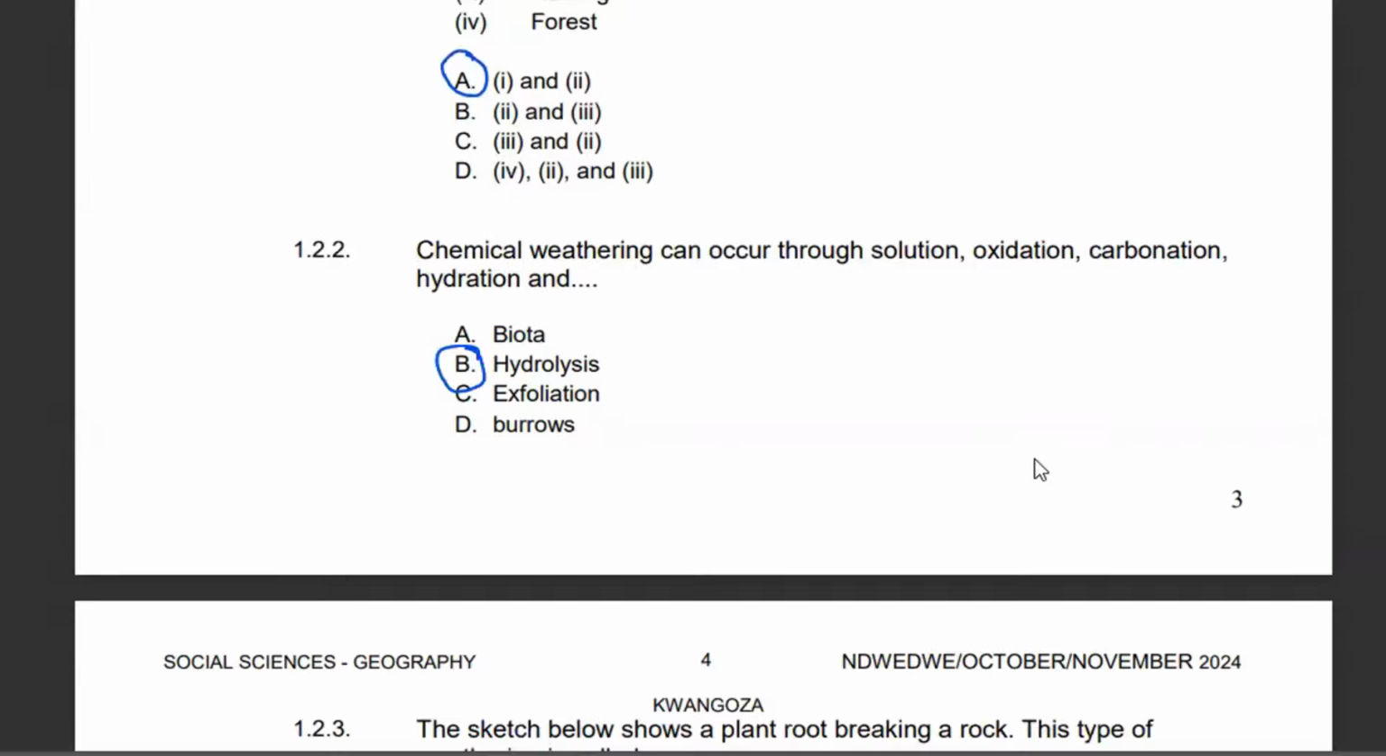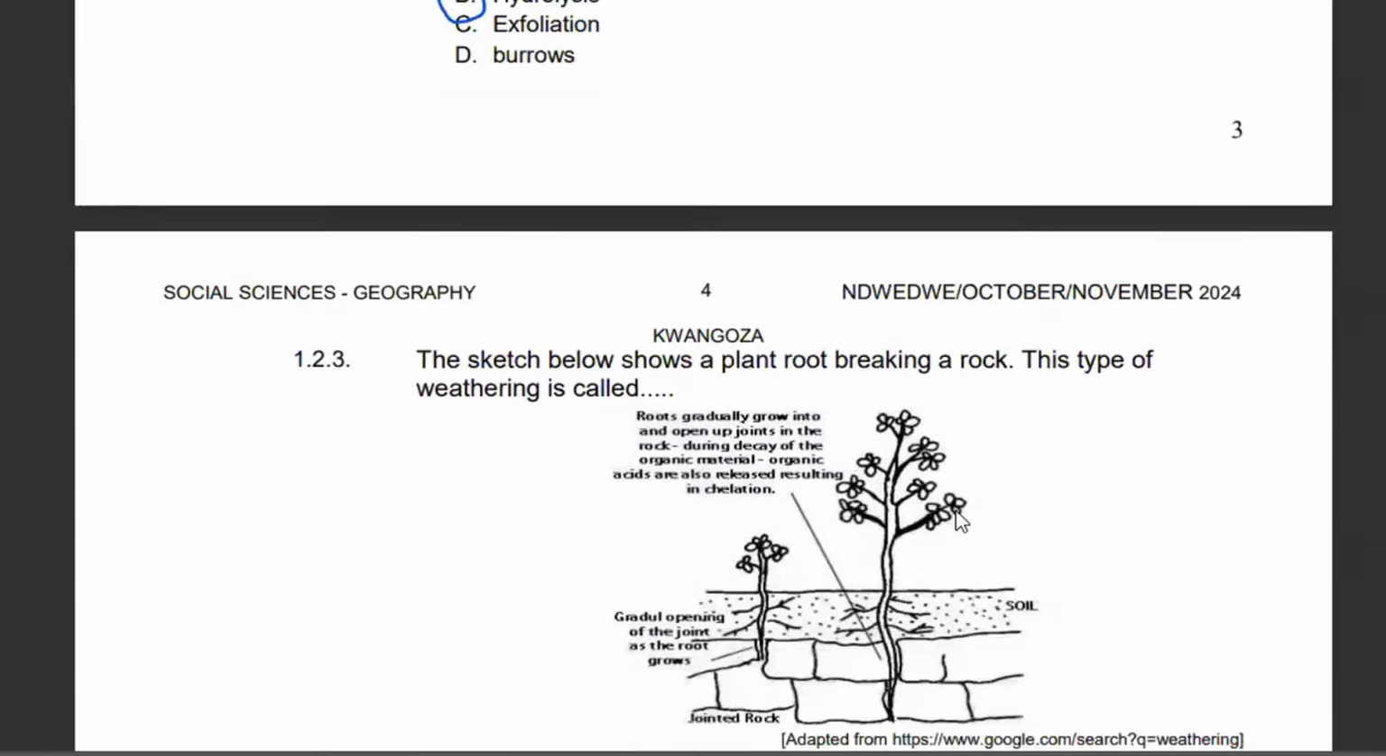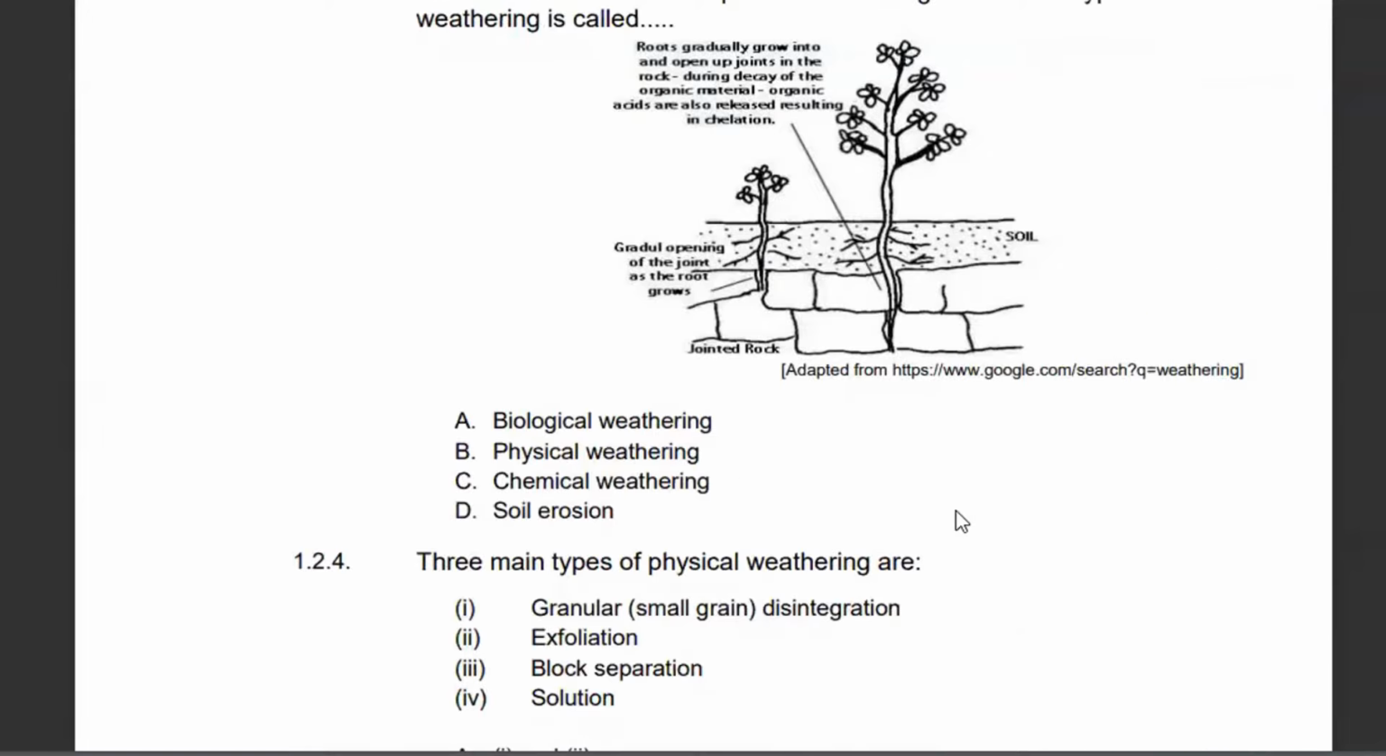All right. So let's go to the next question. We have the sketch below showing a plant root breaking a rock. This type of weathering is called: is it biological weathering, physical weathering, chemical weathering, or soil erosion?